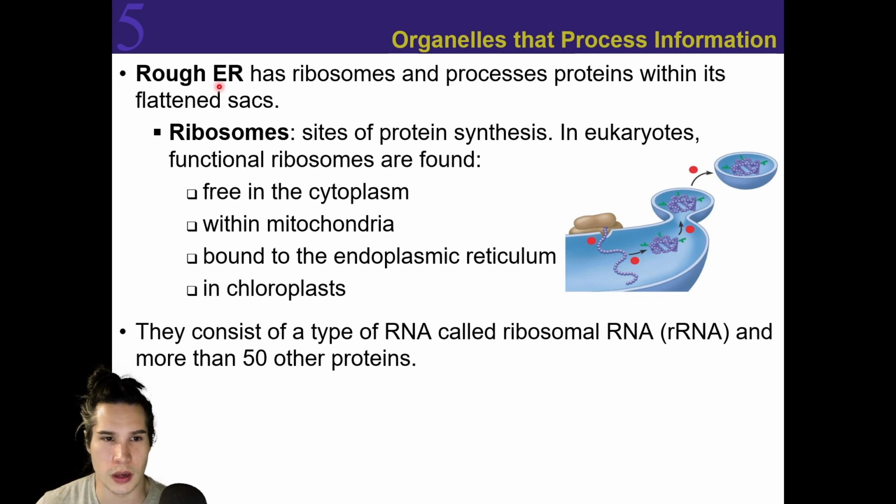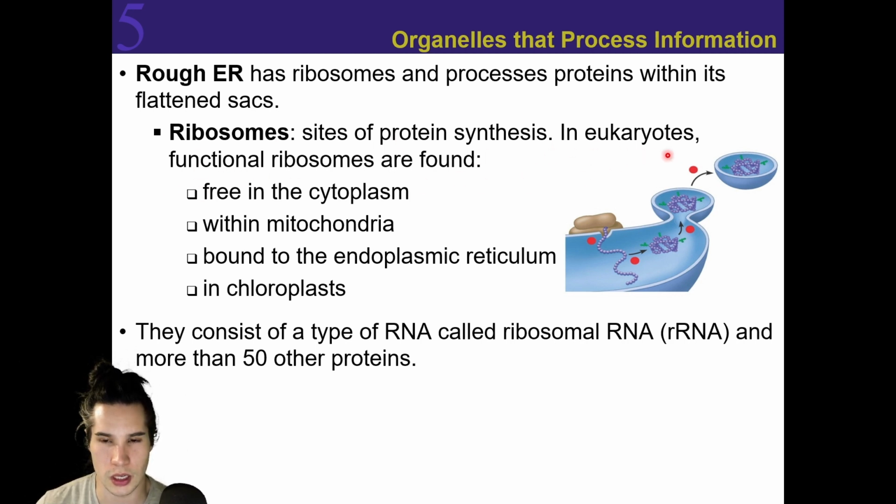So your rough ER has ribosomes. Again, that's going to be the construction site for your proteins. Your ribosomes are just going to be the construction workers, if you think about it that way. Your ribosomes are the sites, or the workers, of protein synthesis. They're going to be the structures that help you translate mRNA into sequences of amino acids we would call proteins.